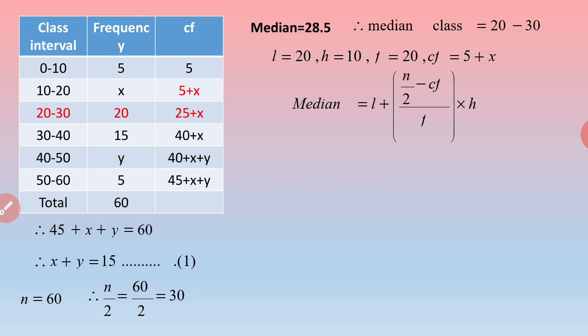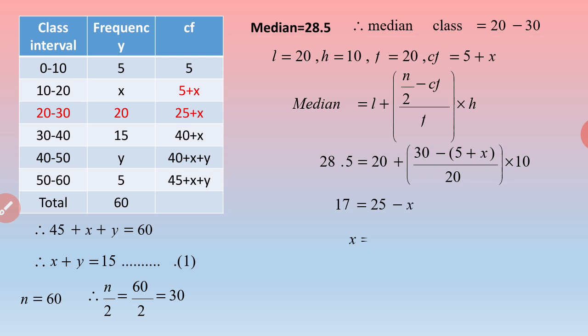Here we have noted down the formula for median and the substitution is done. Here we already know about the median, so we have substituted the value of median also. When we check this, we'll see that this is an equation in one variable only. So we'll solve it for x and we get x as 8. We'll put this value of x in equation 1 and we will get the value of y. This is how we have got the value of the missing frequencies with the help of the given median.